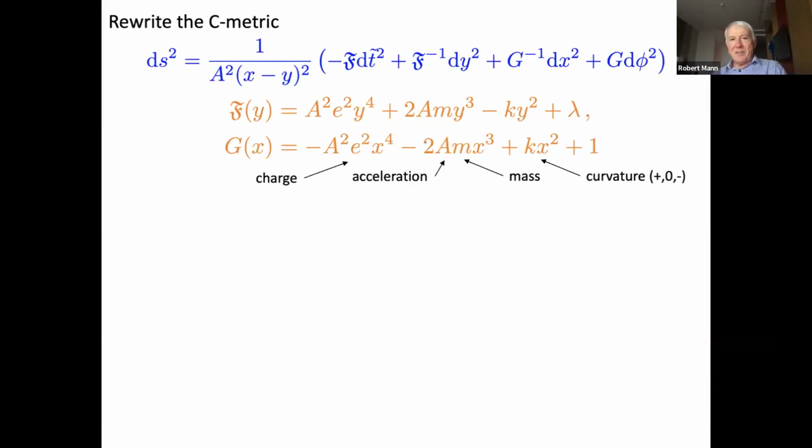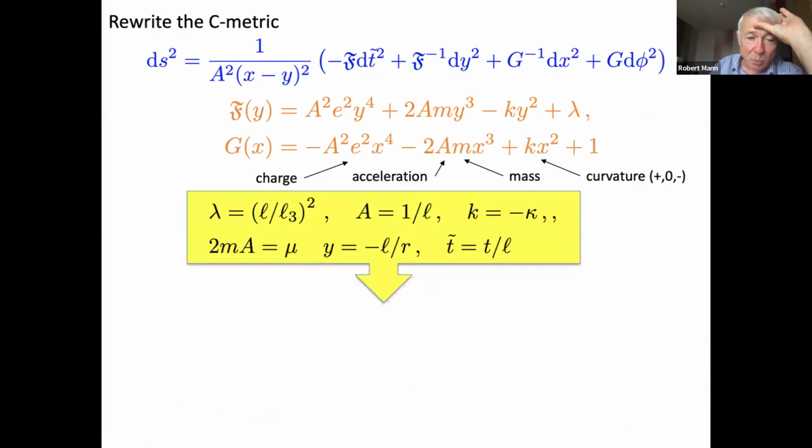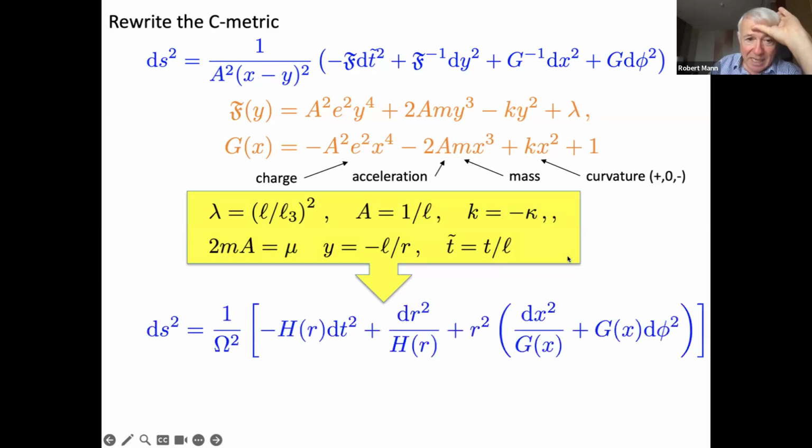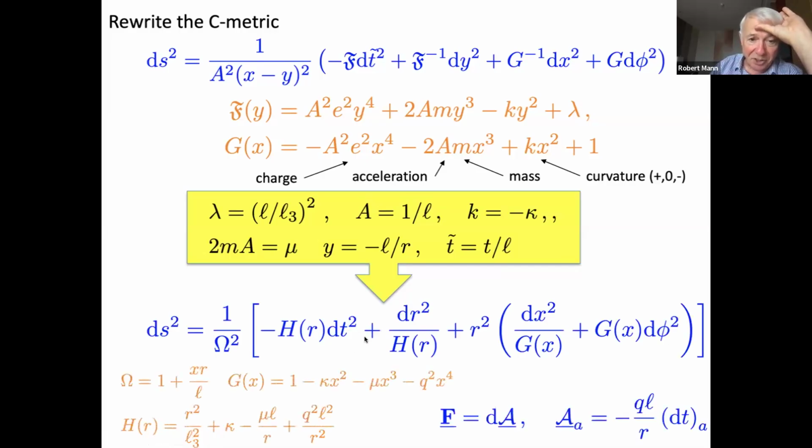So let's go back to that Levi-Civita metric, the C-metric, as it's called. Here it is again, so you don't have to remember what it is. And let's rewrite it by rescaling the cosmological constant, the acceleration. I'll rewrite k as negative kappa, and I'll rewrite m A as mu, and so on. And then we obtain this metric here. It's the same metric because I have just rescaled various parameters and coordinates. And here y is 1 over r.